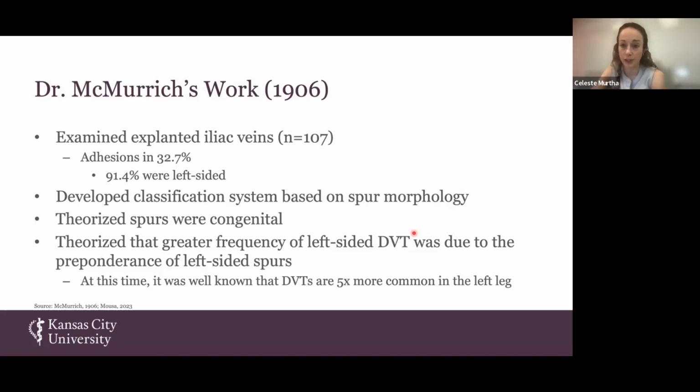So this greater frequency of left-sided DVTs was a well-known fact at the time. It was actually established by Dr. Virchow in the 1850s. And so I think it's pretty noteworthy that Dr. McMurrich, an anatomist, was able to make this connection, even though May-Thurner syndrome as an entity had not yet been established.